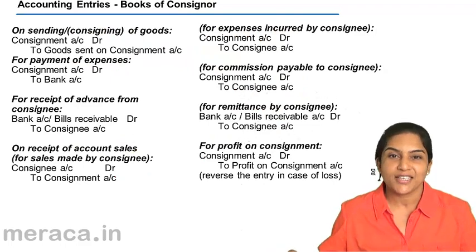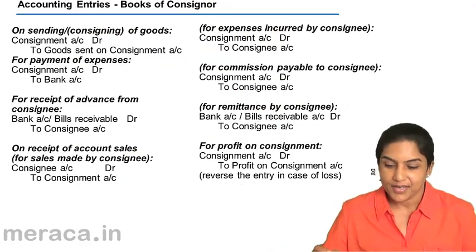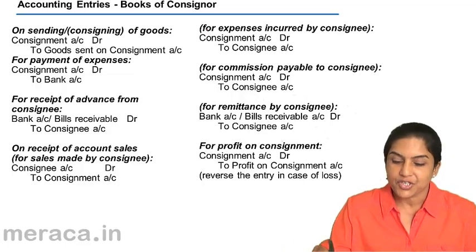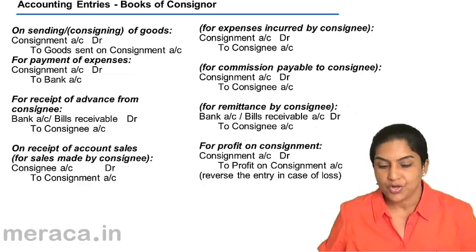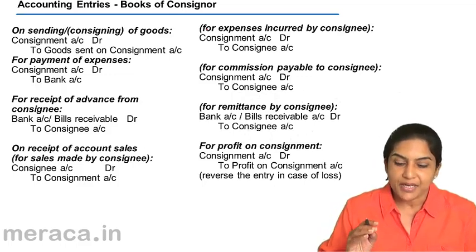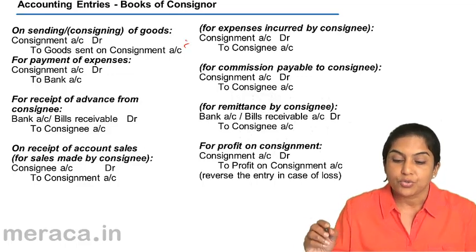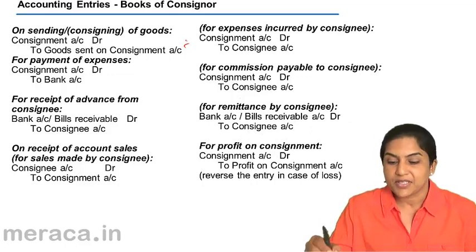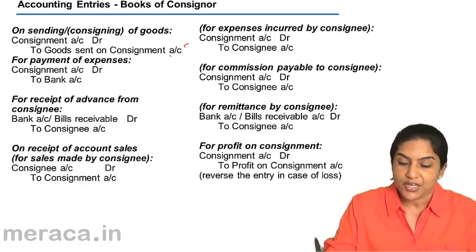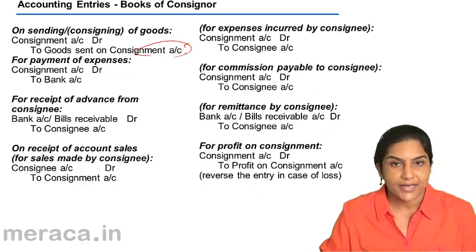Now we have a neater presentation of all the accounting entries. In the books of the consignor, a quick revision on sending of the goods on consignment: the consignment account has to be debited, and we have opened a new account, goods sent on consignment. This account needs to be closed, and we have not yet spoken about that. We'll come to that later.